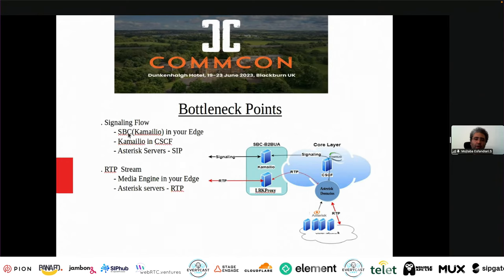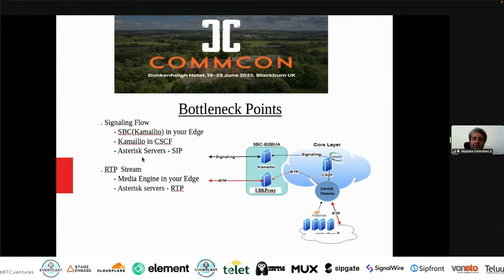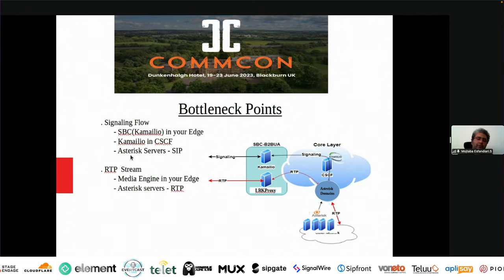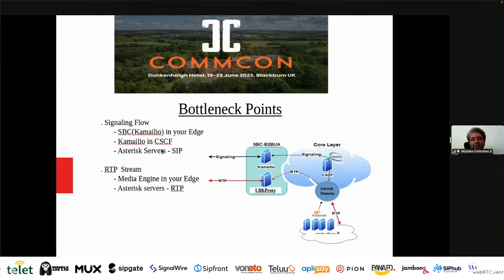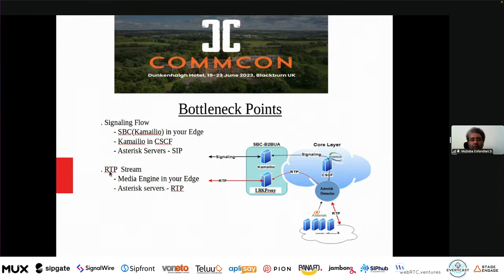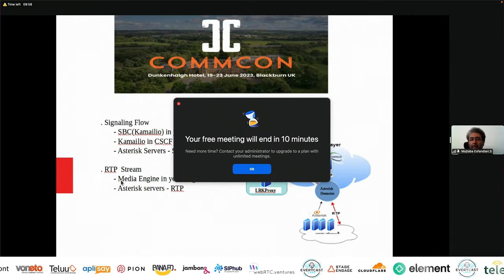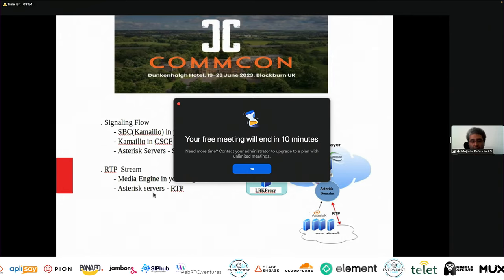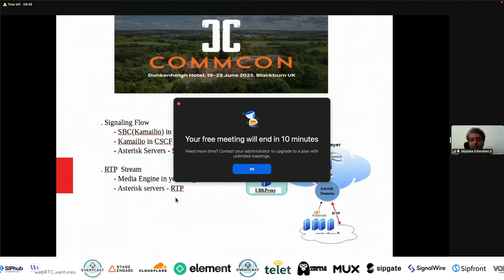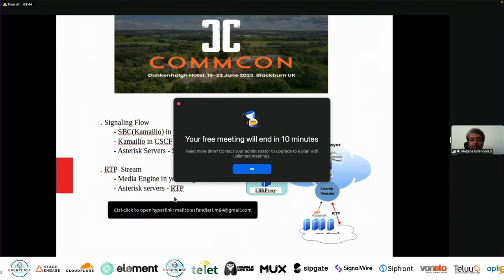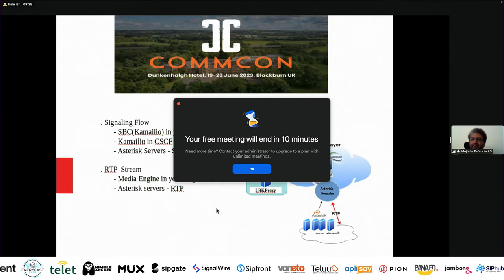For example, in the signaling flow, you probably use an SBC at your edge, Kamailio for the call session control functions, and some Asterisk or FreeSWITCH server for exchanging calls or bridging calls. The second is related to RTP streams, for example, for bridging media from your network to another network, and related to the Asterisk server, because Asterisk is one of the nodes in the RTP streams.